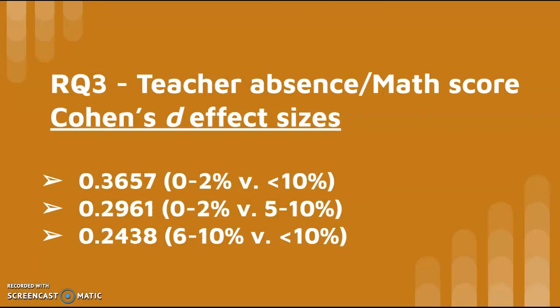Regarding teacher absence and math scores, results were significant in the highest and lowest categories when they were compared. The strongest effects, however, were in these categories. They were at the level of weak effects.